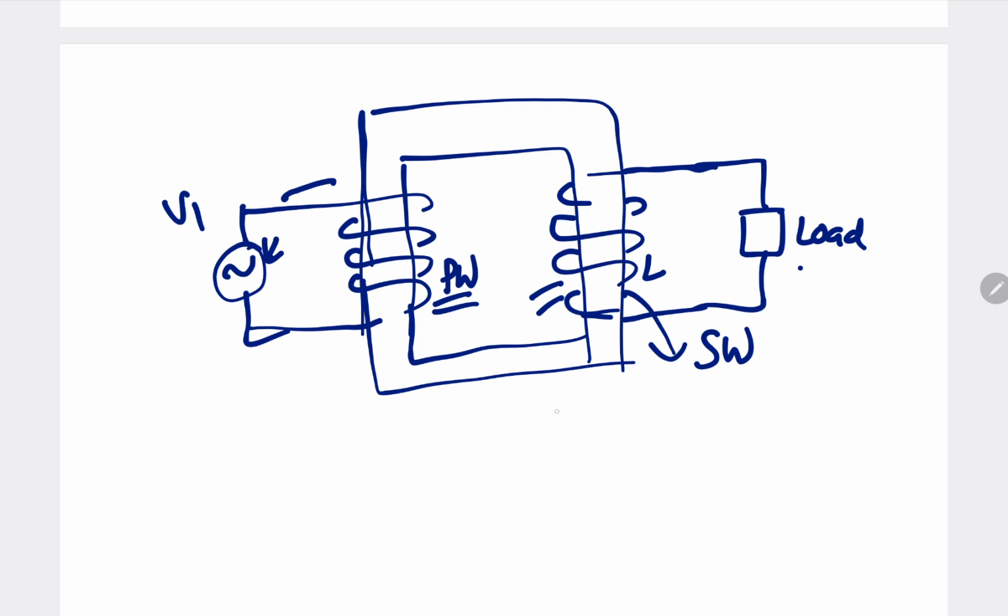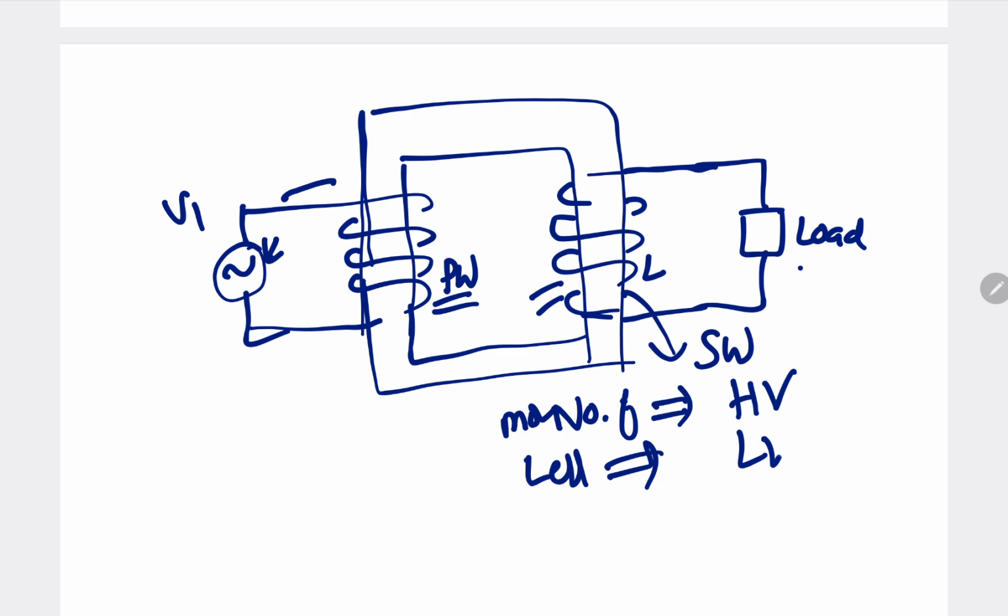The winding which has more number of turns is called high voltage winding. The winding which has less number of turns is called low voltage winding.